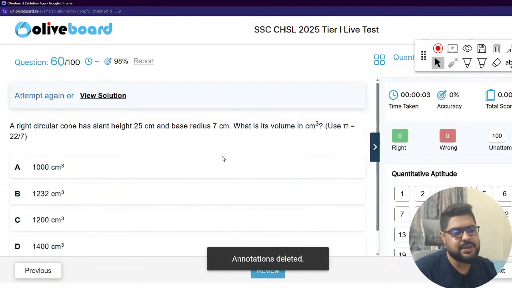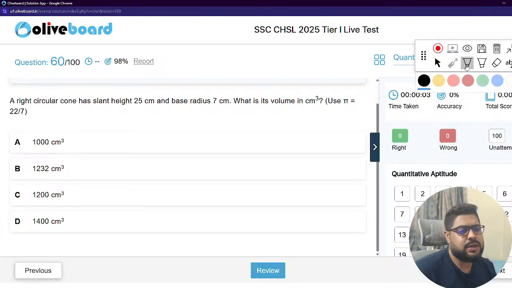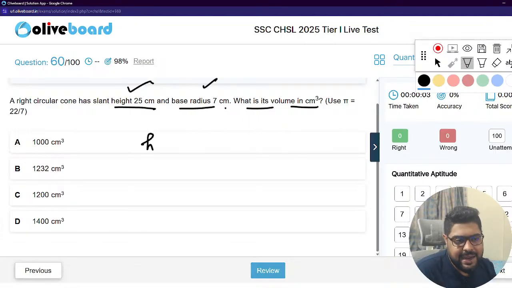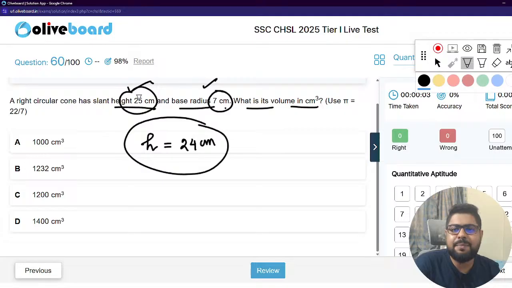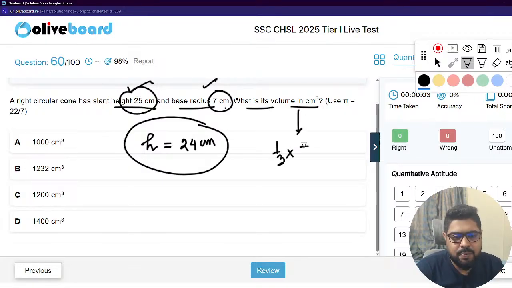Perfect. Chalo, sir. A right circular cone has slant height of 25, base is this. What is the volume? Sir, again, right circular cone, slant height and base. Sir, height, can anyone tell me? If I say 24, will I be incorrect? Because 24, 7 and 25, they are Pythagorean triplets. Volume is 1/3 into pi, means at 22 by 7, right? Into r square is 7 square, into h is 24.